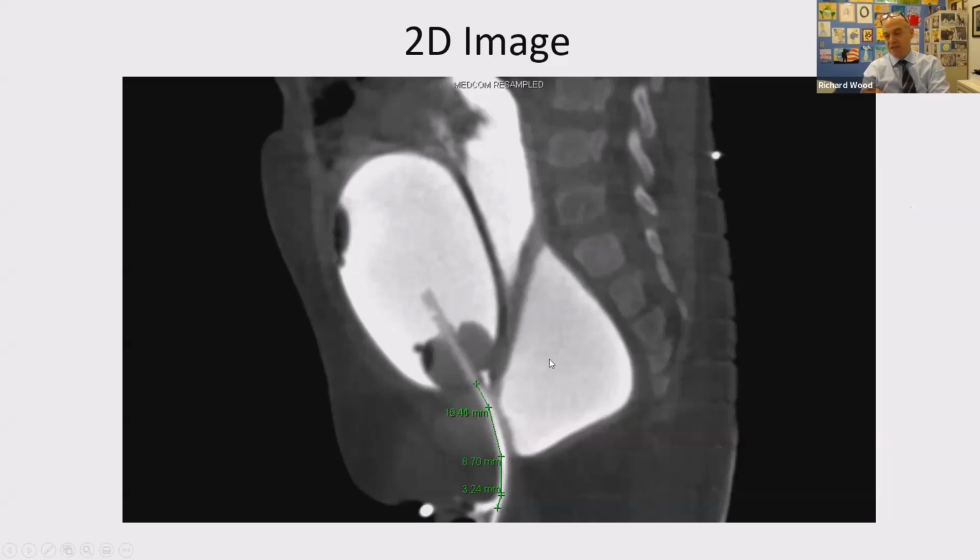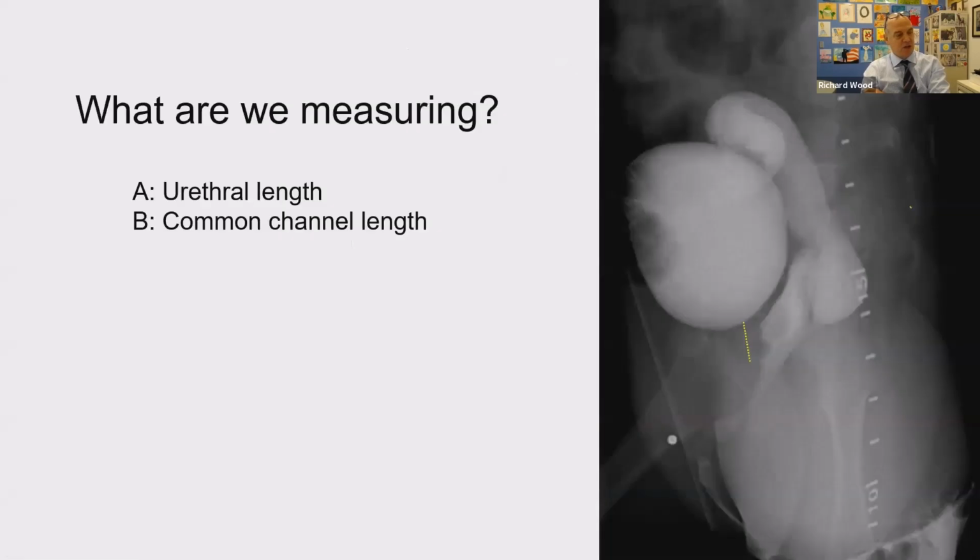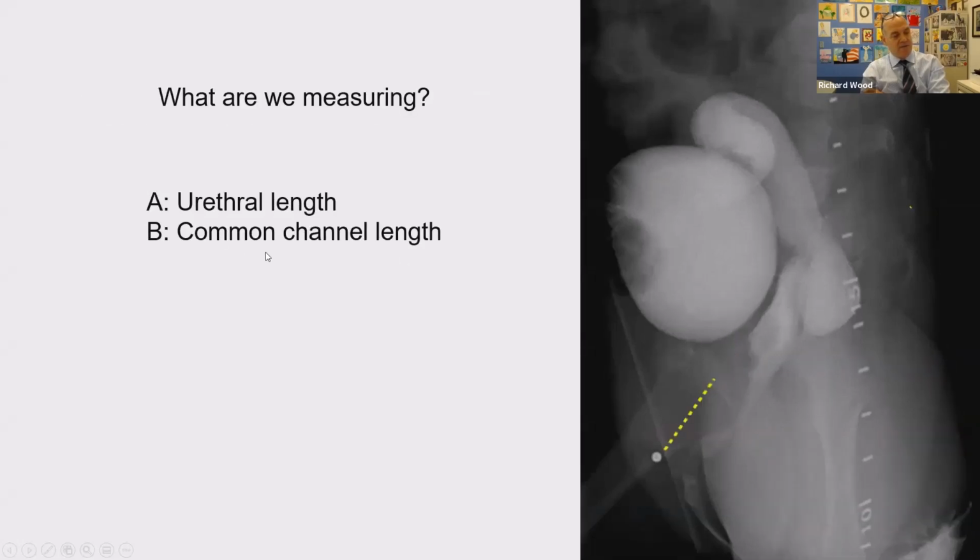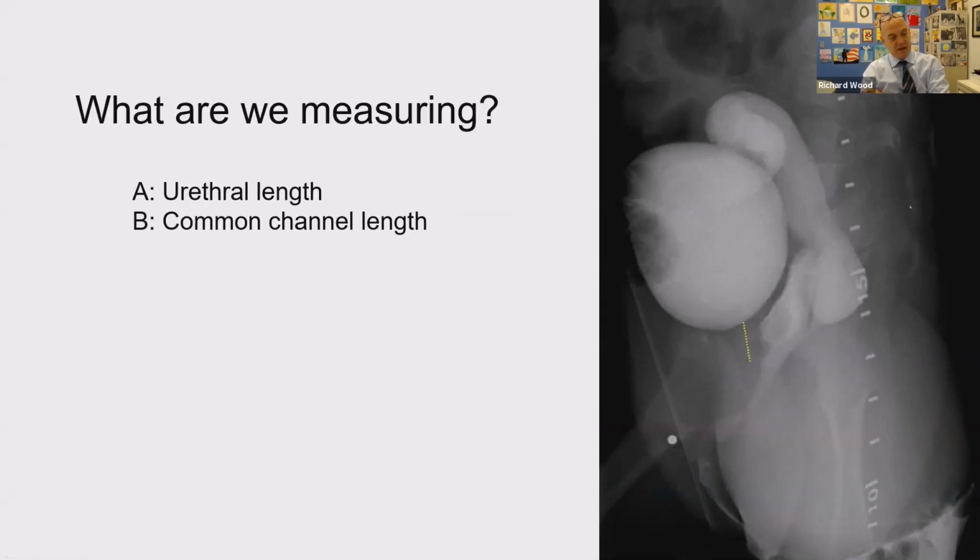And it's also important that we discuss what structures we're measuring. So if we look here, you can see I've marked a structure with a yellow dotted line, and then I've marked another structure here with a yellow dotted line. So here we're measuring the common channel from the outside of the patient to where the three structures meet. And here we're measuring the urethra, which is the distance between the common channel and the bladder neck. And that's a really important thing to get in our minds. So common channel, urethra. And I'll go into that in a bit more detail in a second.